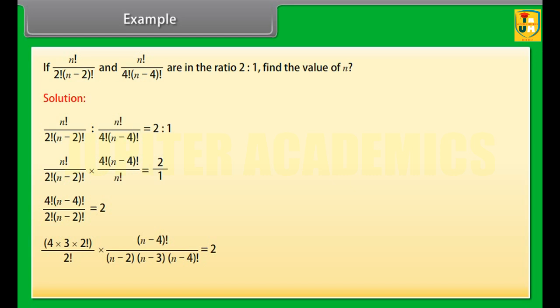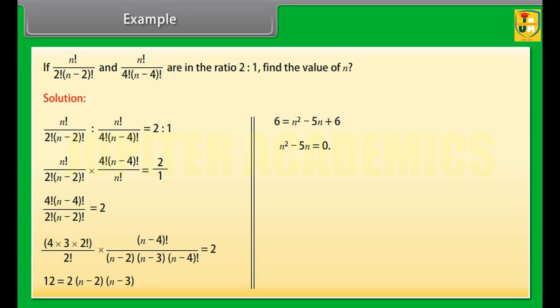4 into 3 into 2 factorial by 2 factorial, multiplied by (n minus 4) factorial by (n minus 2) into (n minus 3) into (n minus 4) factorial is equal to 2. 12 is equal to 2 into (n minus 2) into (n minus 3). 6 is equal to n square minus 5n plus 6.